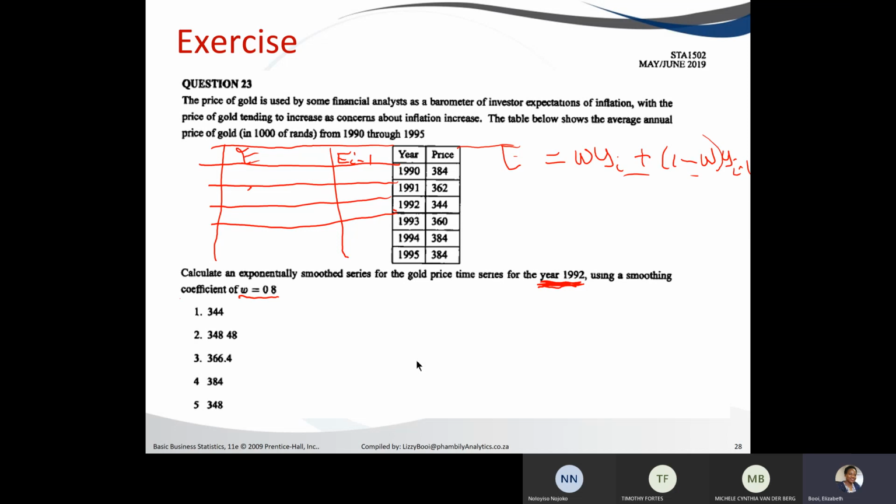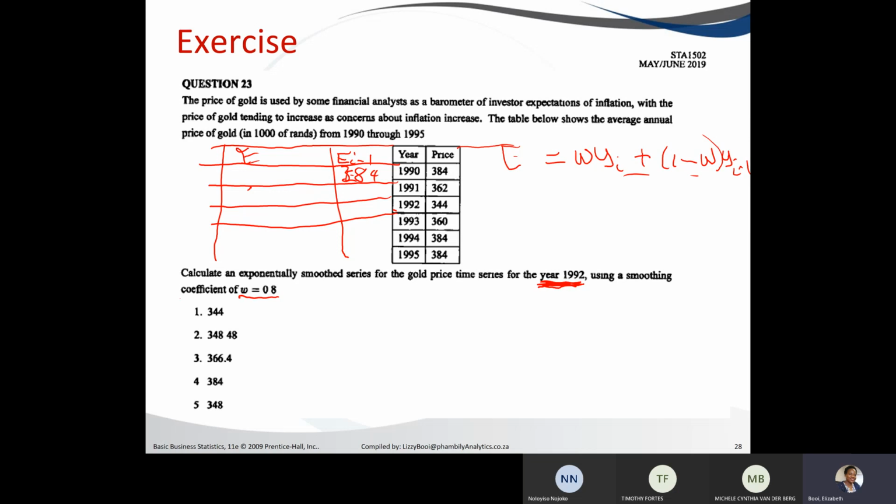Okay, so the first one we do is the 1991. So remember with 1990, we're going to take the price of our E1 as it is, and we can plot it there as our E1 as 384 anyway. So that will be that.